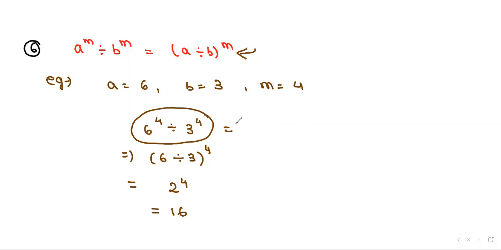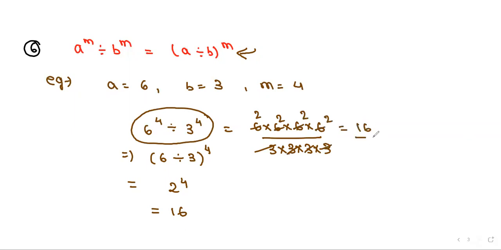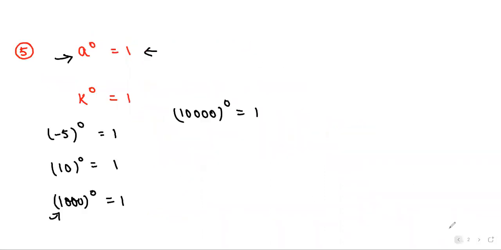For instance, I can also show you 6 raised to 4, that means 6 into 6 into 6 into 6, divided by 3 raised to 4, that means 3 is coming 4 times. Clearly this will become 2, this is 2, this is 2, and this is 2. So we are getting 16. So LHS is equal to RHS. Therefore, this is nothing but the last property of the laws of exponents.